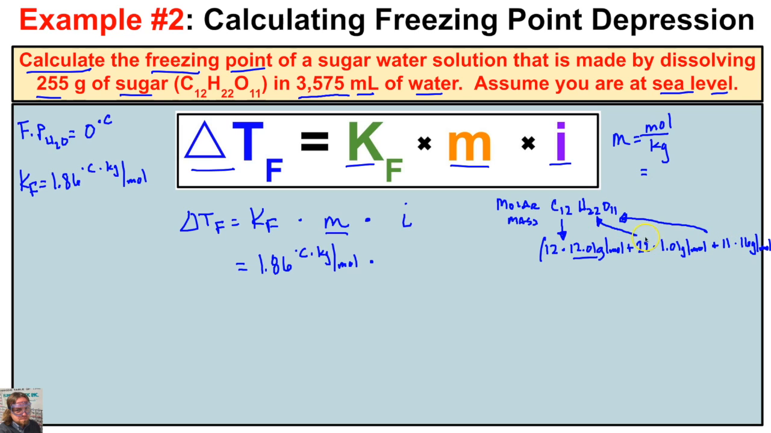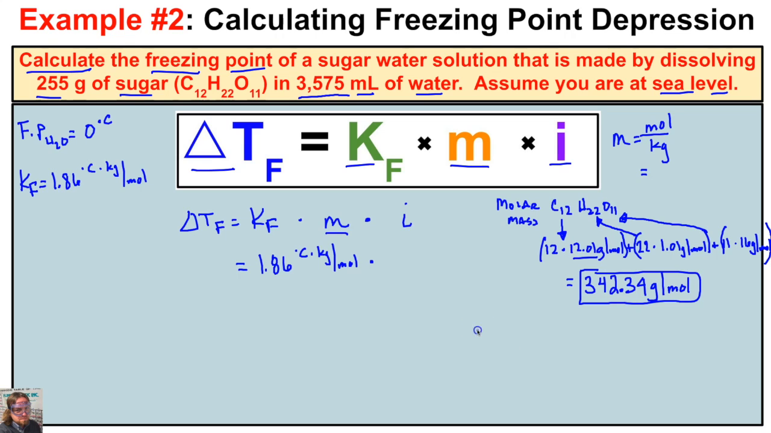And so when we put this all in our calculator, we will end up with our molar mass of sugar. We get a molar mass of 342.34 grams per mole. So that is just our molar mass, right? It says that we have 255 grams of sugar, so we have to figure out how many moles of sugar this is. And so let's go ahead and do that.